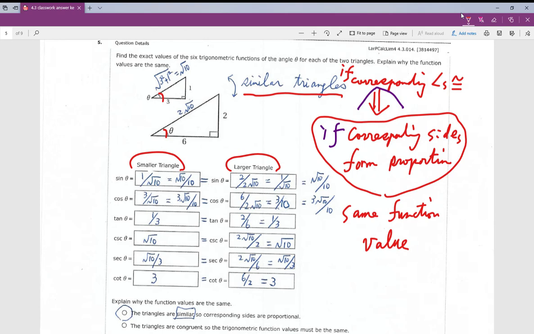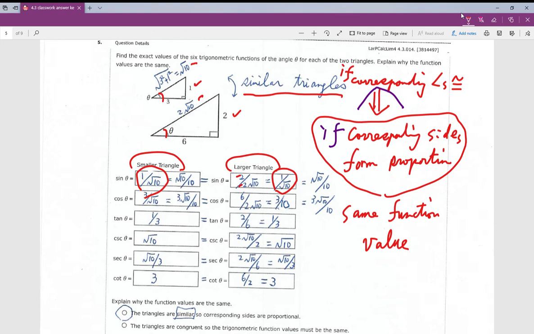Okay. So if you use the smaller triangle, sine function is opposite divided by the hypotenuse. So you can just finish that, following the definition. And then if you use the larger triangle, opposite over hypotenuse, and after you reduce, you're supposed to get the same answer. They are the same answer after you reduce.